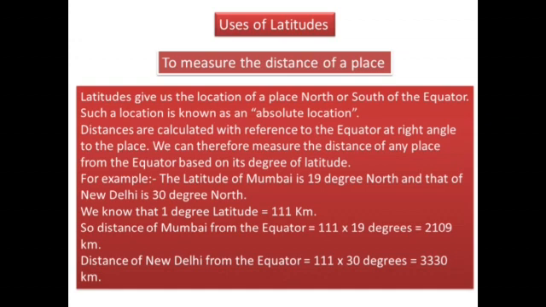Let me explain this with an example. The latitude of Mumbai is 19 degree north and that of New Delhi is 30 degree north. We know that 1 degree latitude is equal to 111 kilometers. So, distance of Mumbai from the equator is 111 multiplied by 19 degrees, that is 2109 kilometers, and distance of New Delhi from the equator is 111 multiplied by 30 degrees, that is 3330 kilometers.